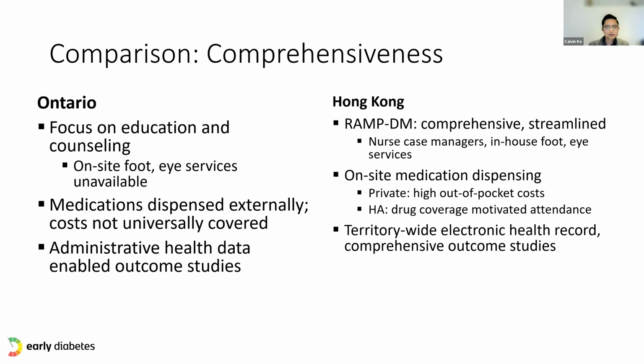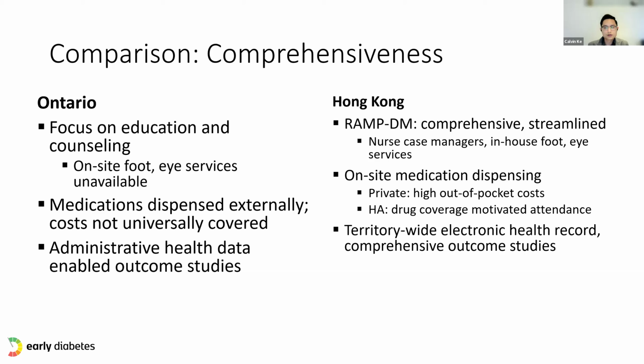So their medications are provided on site. So you go to your appointment and then you go to the pharmacy department, you pick up your medications. You don't take your prescription and go somewhere else to pick up your medications. And the costs are all covered if you go to the HA clinic. And so that's a strong motivator. Whereas in the private sector, you do pick up the medications from the doctor that you see generally. And so it depends on what they have in stock, but there's a lot of out-of-pocket costs.